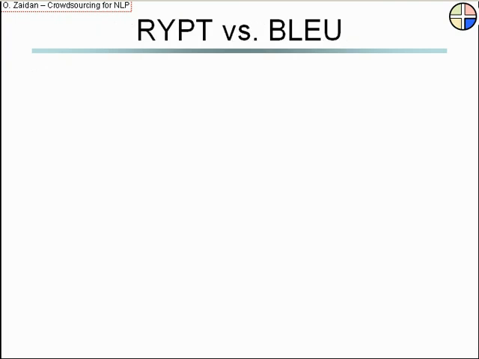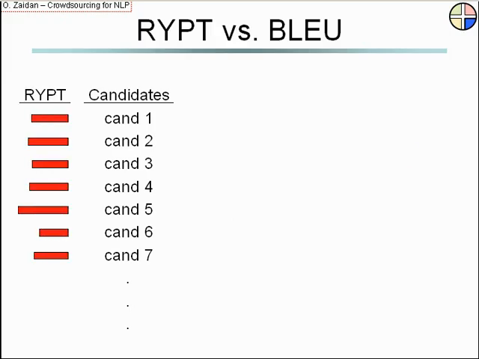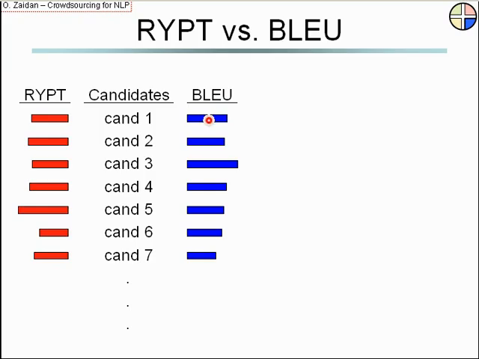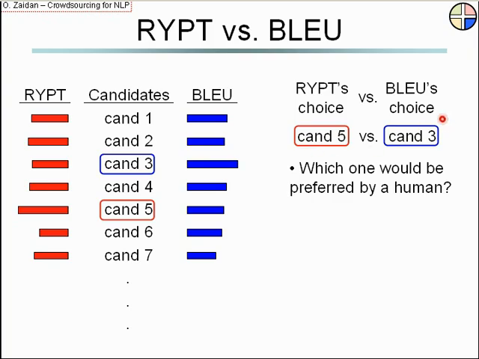So here's basically what we're going to do. We have a list of candidates. This is the n-best list for some source sentence. And we score each one with a RIBES score. So here candidate number 5 had a high RIBES score, number 6 not so much. We do the same thing with BLEU. We compute the BLEU score for each candidate, and then we pick the highest scoring candidate according to BLEU and the highest scoring according to RIBES and compare them to each other. We ask a human judge which one of those two translations is a better translation.